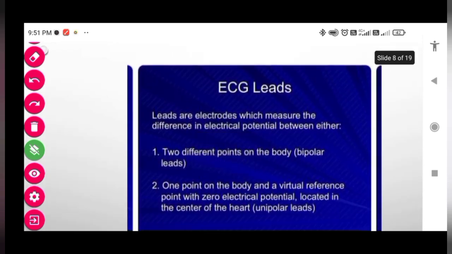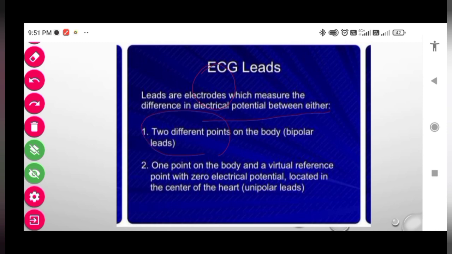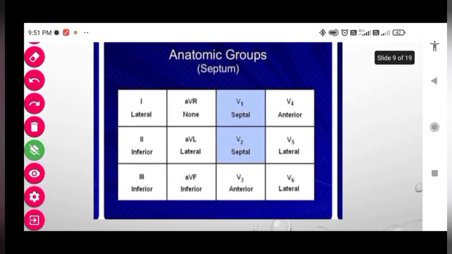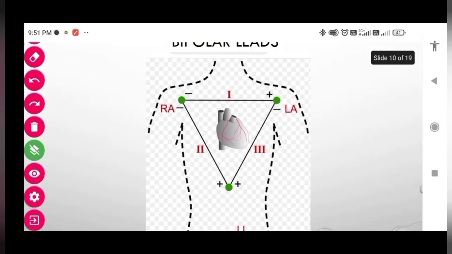Coming to the ECG leads once again. Leads are the electrodes which measure the differences in electrical potential between either 2 points of the body, which are known as bipolar leads, or between 1 point of the body and 0 electrical potential, a virtual reference, that is the center of the heart. These are the unipolar leads. Next, coming to anatomic groups, I'll come to this slide again. Till then, this is the bipolar lead.